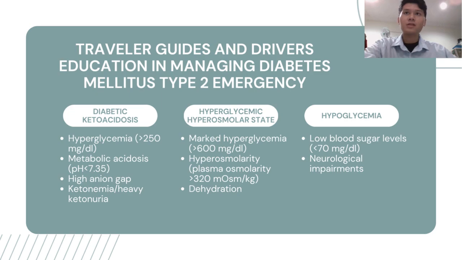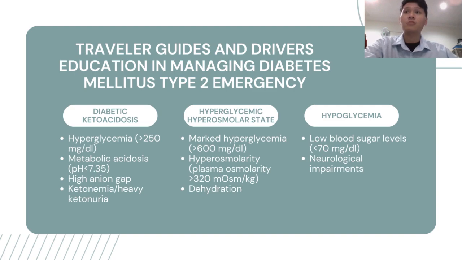I would like to discuss about travelers, guides, and drivers education in managing diabetes mellitus type 2 emergency. Diabetes mellitus type 2 emergencies are divided into three types, which are diabetic ketoacidosis, hyperglycemic hyperosmolar state, and hypoglycemia.